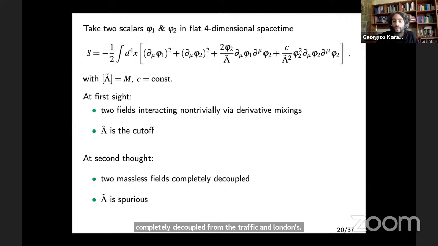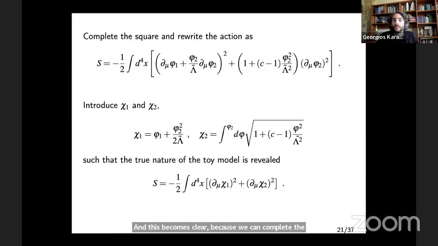And this becomes clear because we can complete the square and introduce new fields, phi one and phi two, yet another field redefinition. Let me note that when it comes to scalar-tensor theories and so on, it's always a matter of finding the appropriate field redefinition to untangle the dynamics and actually see what happens. And this is the case also in the toy model here, which of course is inspired by the real situation. So in terms of phi one and phi two, we have the true nature of the toy model revealed: two completely massless decoupled scalar fields, phi one and phi two.